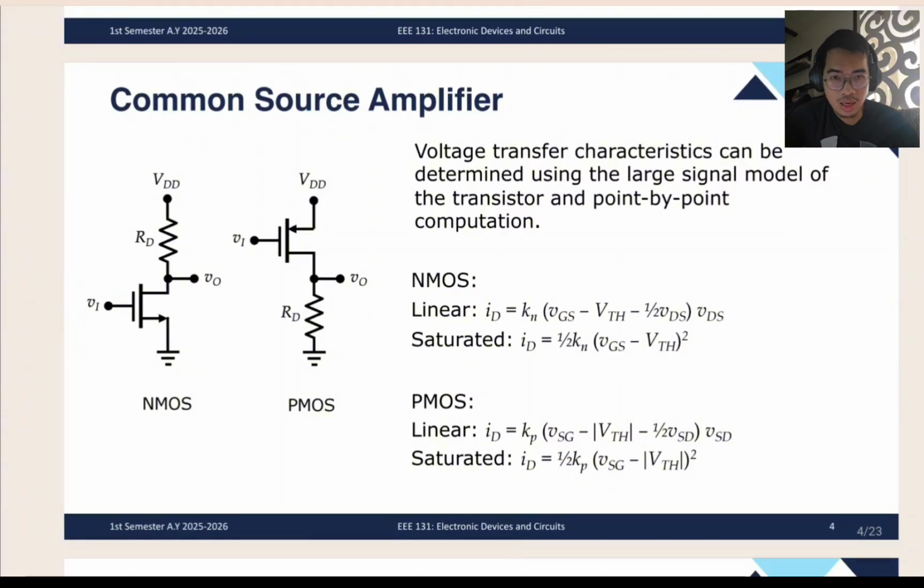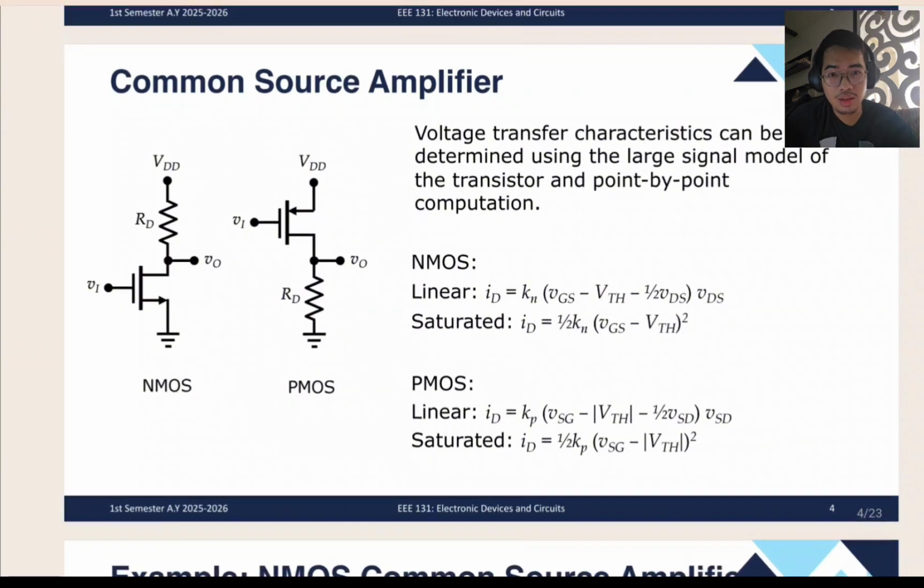So let's first try to characterize the common source amplifier. We will characterize its voltage transfer characteristic, and we will take the derivative of this to somehow get an idea of what is the gain of this type of amplifier at different biasing points.